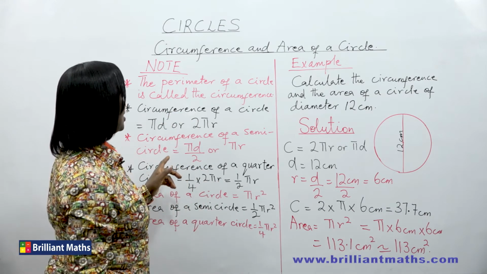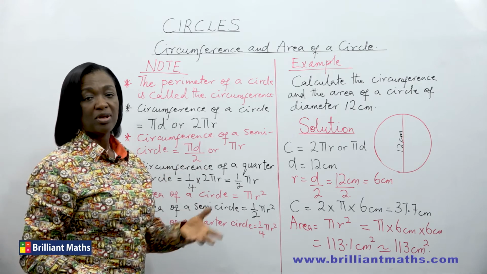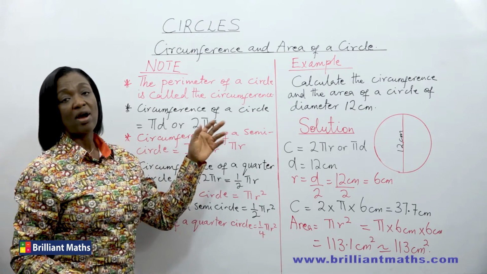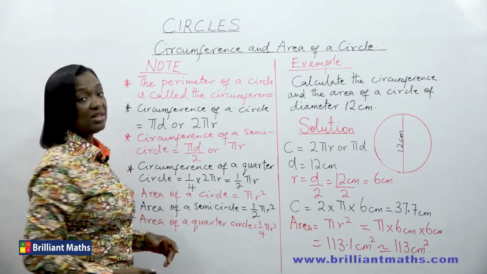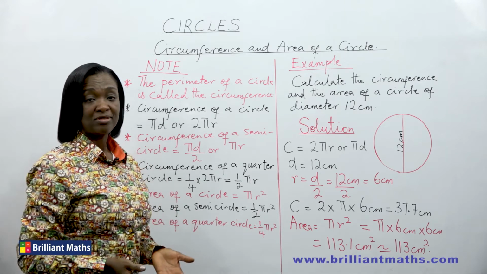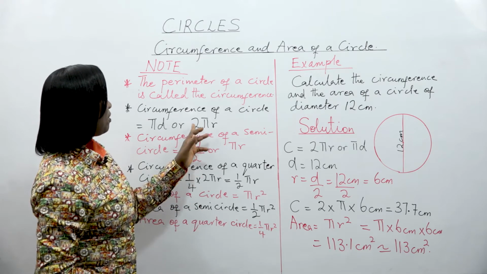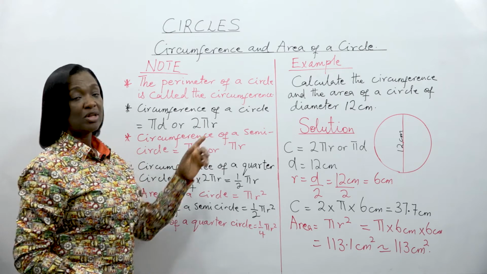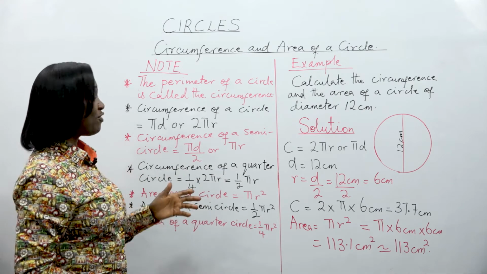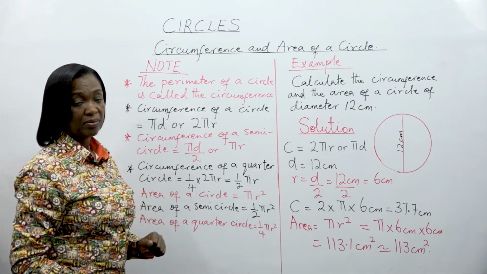And we know that the diameter is equal to 2 times the radius, because the radius is half of the diameter. So you either use pi d or 2 pi r, since 2r is d. If you are finding the circumference of a semicircle, which is half of a circle, it will be half of 2 pi r. The 2 will cancel out, so it will be pi r. Or if you are using the diameter, it will be pi d divided by 2.